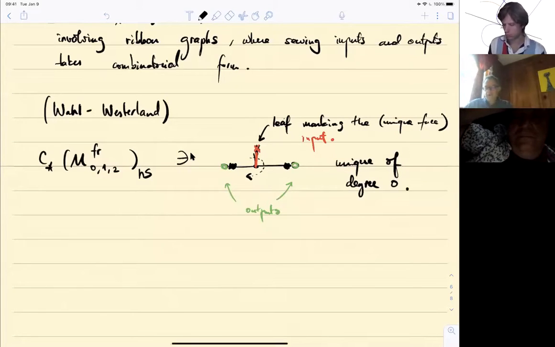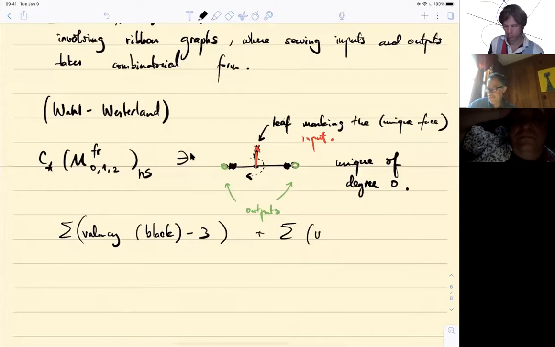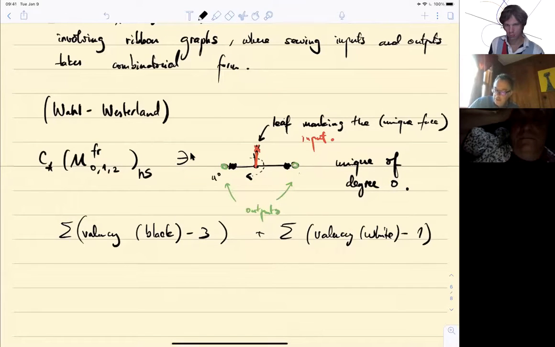The reason for this is because the way you calculate the degree of a ribbon graph is by taking valency of black vertices minus 3, and you sum that, plus summation valency of white vertices minus 1. And I should have had powers of u everywhere, but when I have a power of u to the 0, I pretend that it's not there.